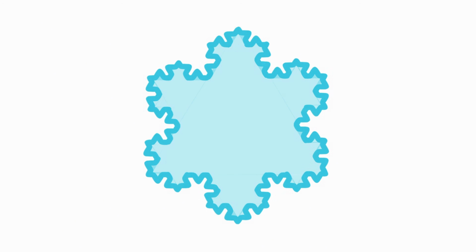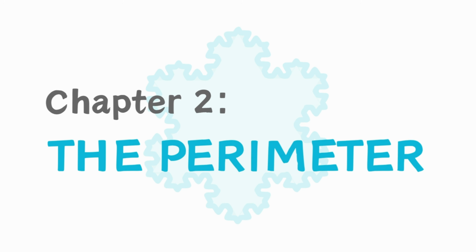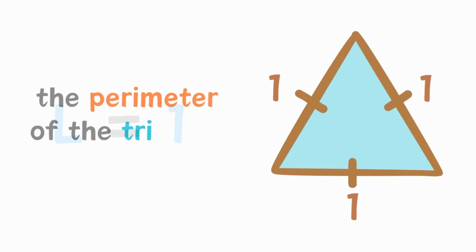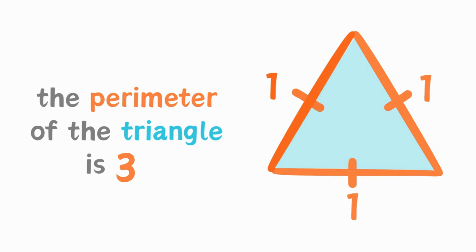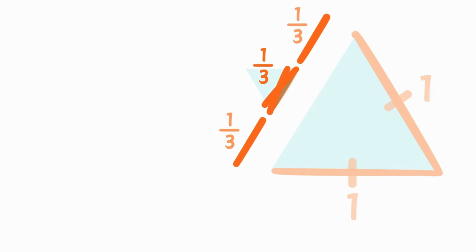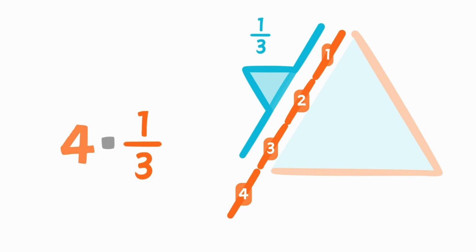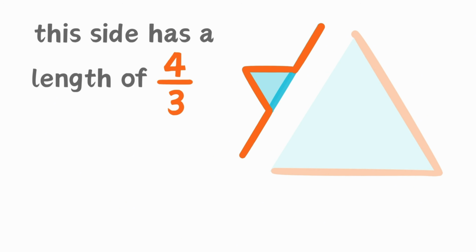First, let's observe what happens to the perimeter. We'll begin with our original equilateral triangle. All the sides are the same length. So if we set the length to 1, then we know the perimeter of the triangle is 3. When we take a side, split it into thirds, and make a triangle, what happens to the length of the side? Well, the side is now comprised of 4 segments. Each segment is 1/3 of the original length. This means that the new side has a length of 4/3.